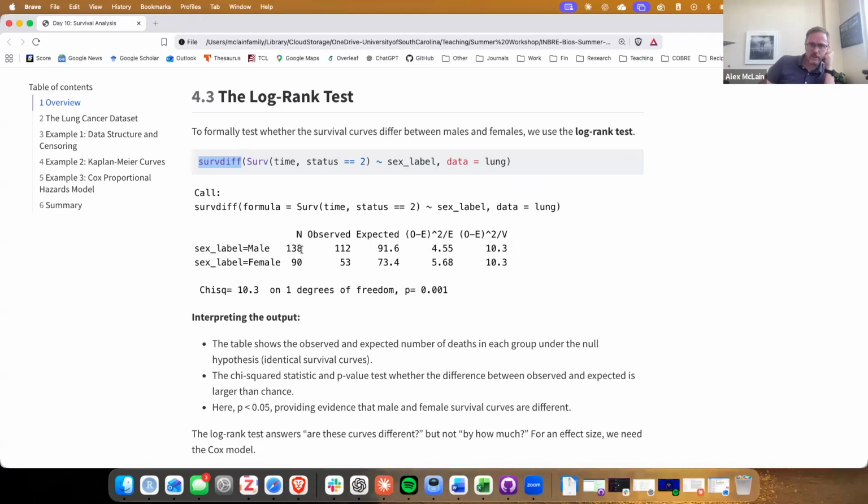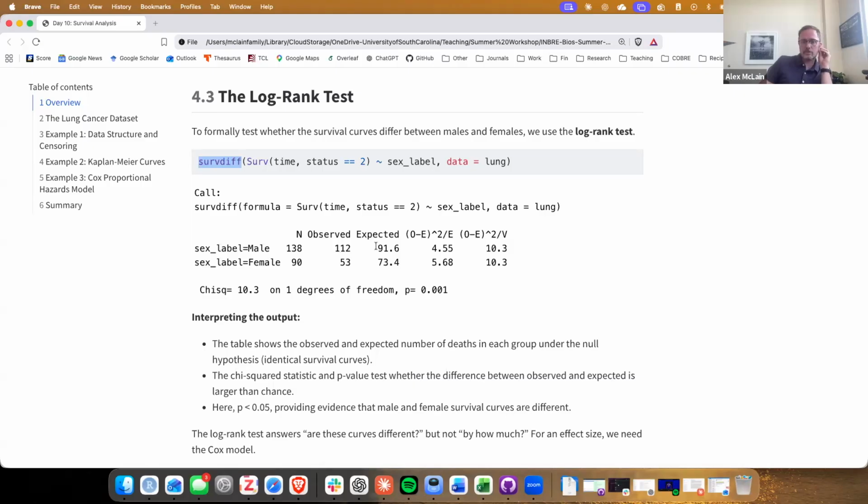So we have the sample sizes. We have how many events were observed. So for males, 138, we observed 112 events. For females, 90, we observed 53 events.